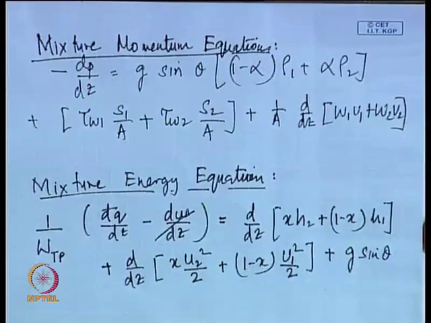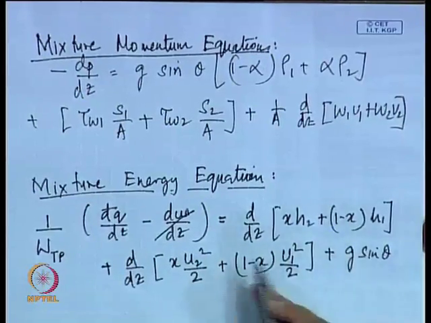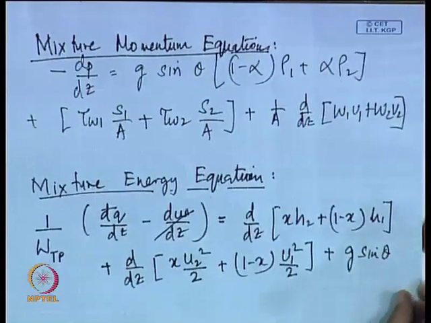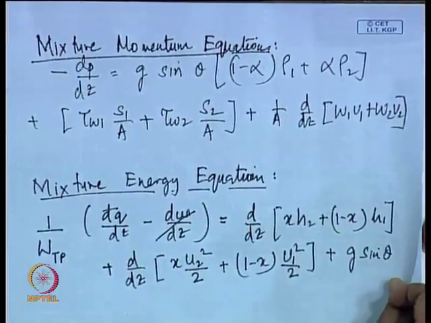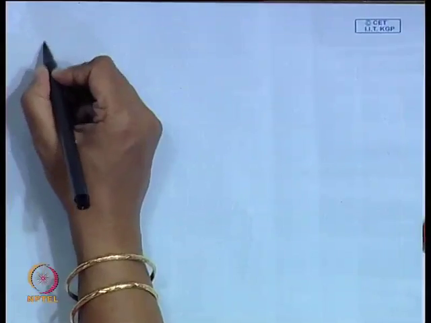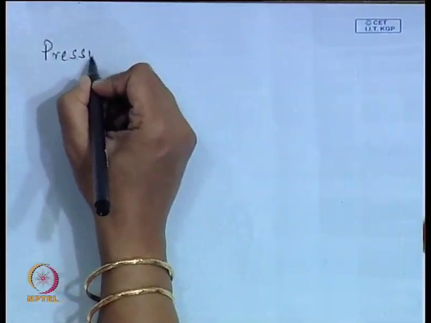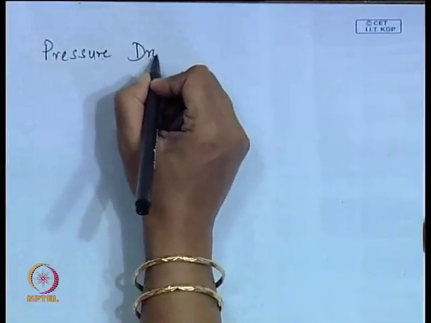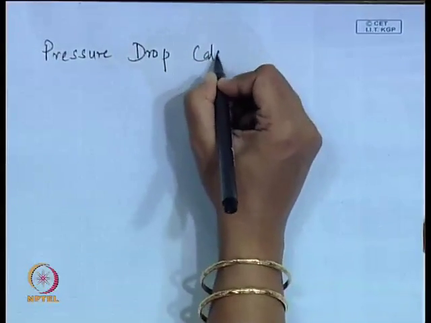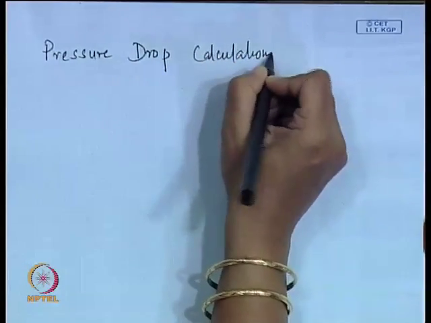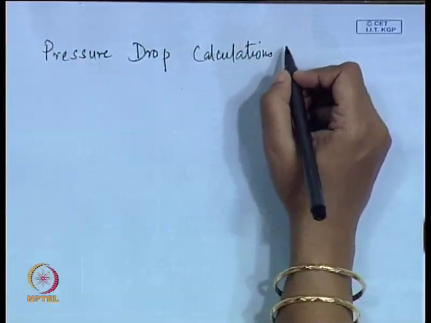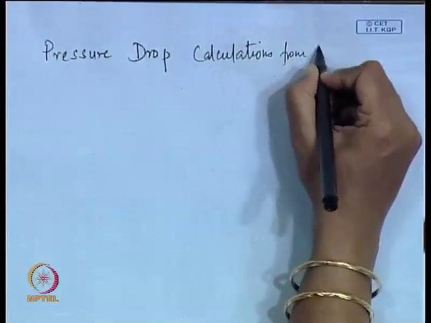Again, from the first law for open systems, this particular equation can be easily derived. Okay. Well, now we go to discussing the pressure drop calculations. Pressure drop calculations from known input parameters.